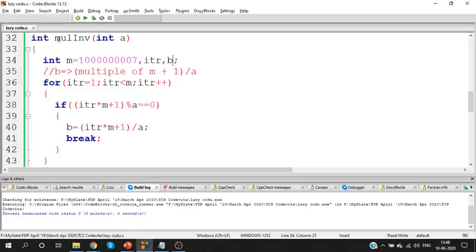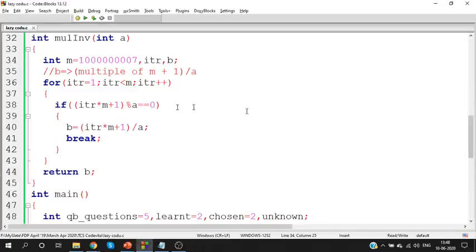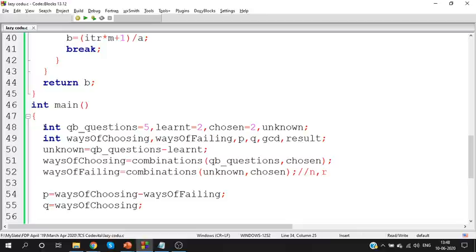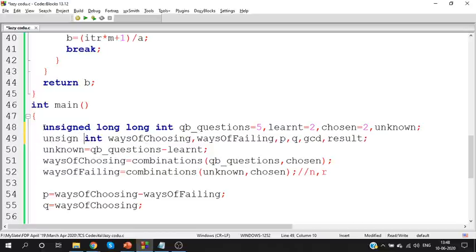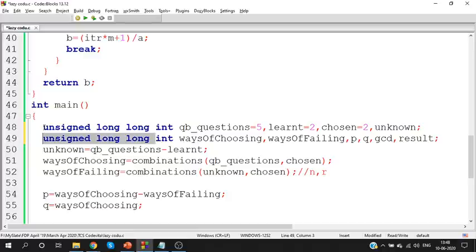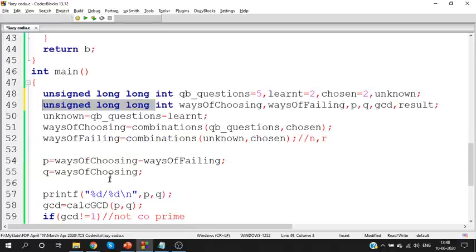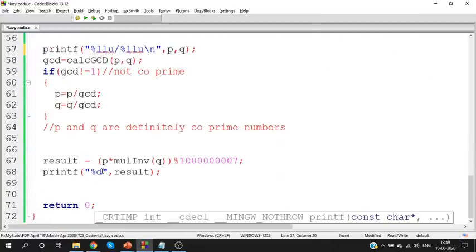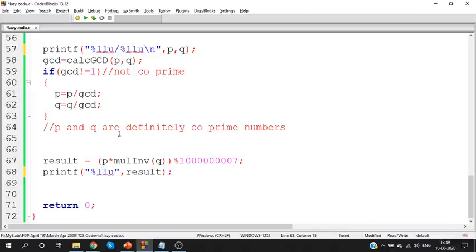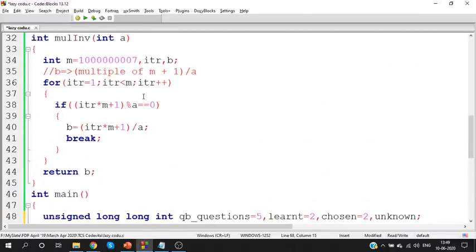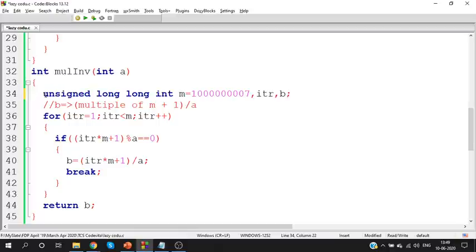Yes, and one risk here is, see, 10 power 9 plus 7 is a huge value. So to be on the safer side, I'm going to use unsigned long integer. Okay, unsigned long integer. In all the cases, just to be on the safer side, we'll use it this way. So if you use unsigned long integer, percentage LLU. Here also percentage LLU. Wherever you print it, use it as percentage LLU. Clear? So instead of integer, throughout the problem, we will use unsigned long integer.